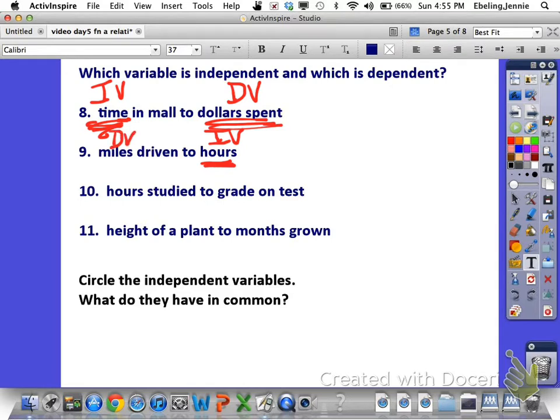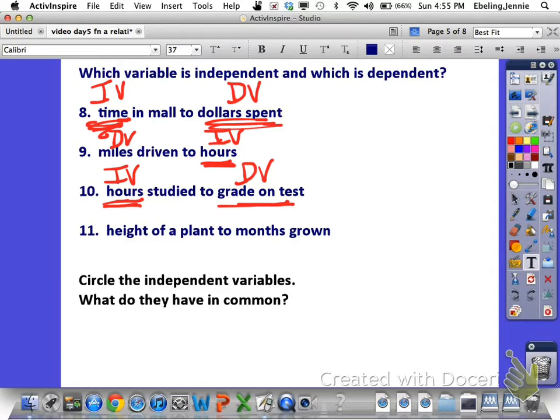Number 10, the hours studied to the grade on a test. Well, if I take a look at the more time I put forth in studying, the better grade on my test. Hours and the grade. The grade depends upon how many hours were spent studying. So if the grade depends upon hours, the grade is the dependent variable, and the hours is the independent variable.